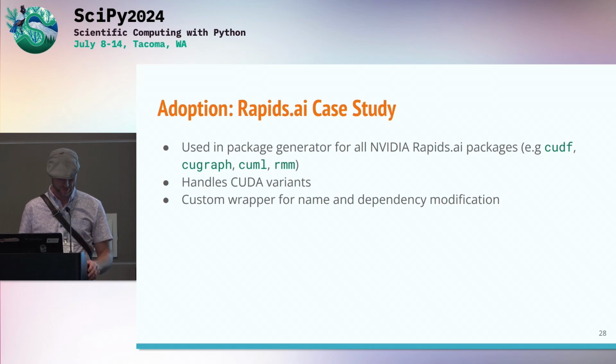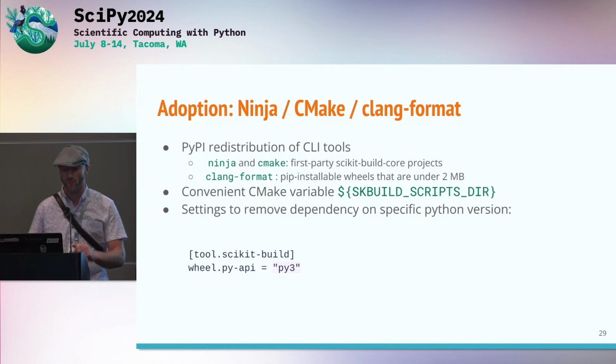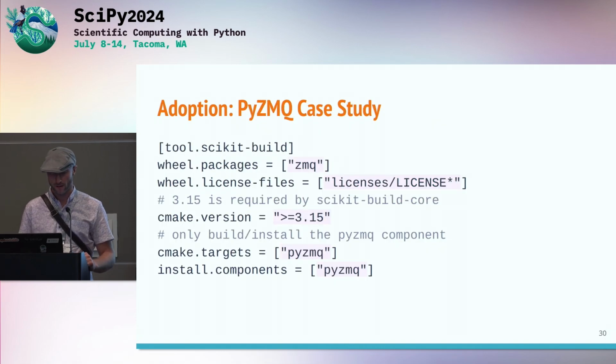Here we review some case studies. I will skip some of them, but NVIDIA converted all their projects to use scikit-build-core. We also use scikit-build to build the CMake and Ninja wheels, and also the clang-format wheel. It means we can easily distribute CLIs in wheels. And we can also build generic wheels that are not specific to a Python version. PyZMQ.